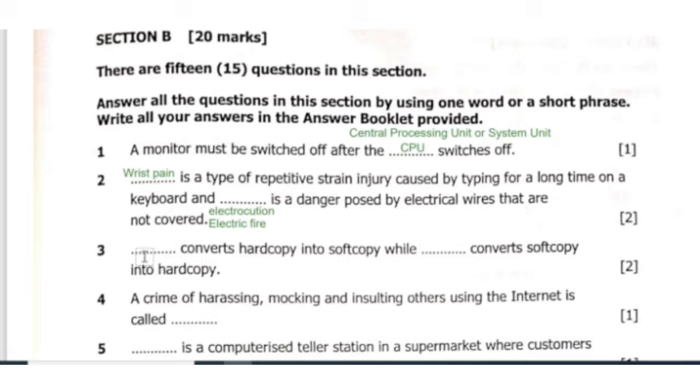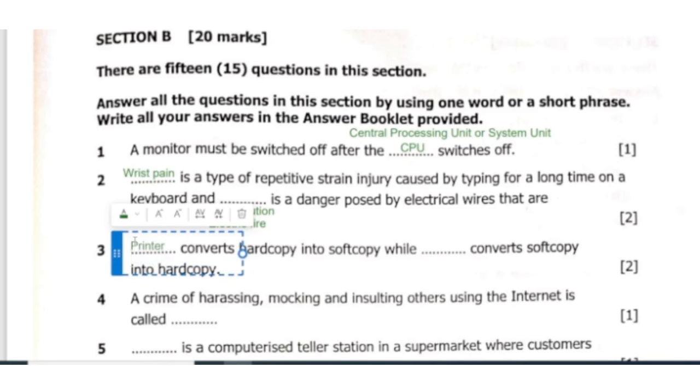Okay, we go to question number 3, which is dash converts hard copy into soft copy, while dash converts soft copy into hard copy. So let's talk about changing hard copy into soft copy. What can we use to change hard copy into soft copy? The first thing we use to convert hard copy into soft copy, number 1, is printer. We can use printer to change hard copy into soft copy.